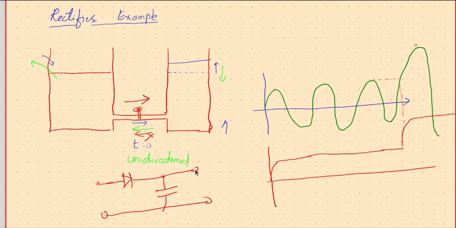Now, depending on how much water you are consuming from here, there is discharge of water, and that keeps reducing it, and that's a practical situation we talk of. So I hope this clarifies the basic operation of a rectifier with a filter.